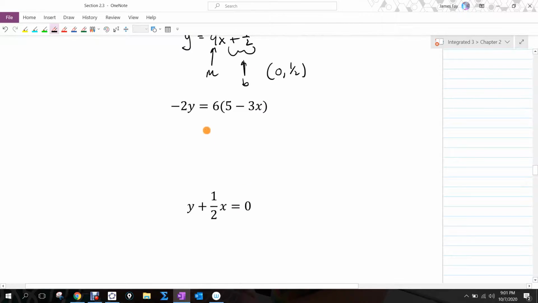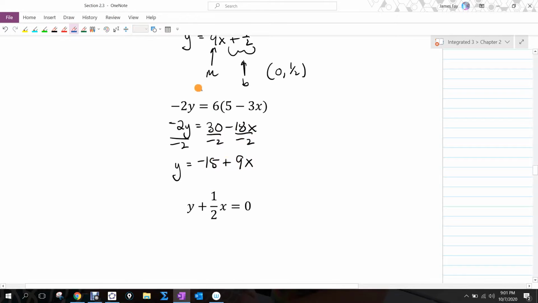Sometimes you've got to distribute. So I'll have negative 2y here. Distribute my 6, which goes to 30 minus 18x. Now I need to isolate this y, so I need to divide by negative 2. The only thing you have to pay attention to is you're going to divide everything by negative 2. You divide this side by negative 2, and then this entire side by negative 2. So I get y. 30 divided by negative 2 is negative 15. Negative divided by negative is a positive, and now I get 9x.